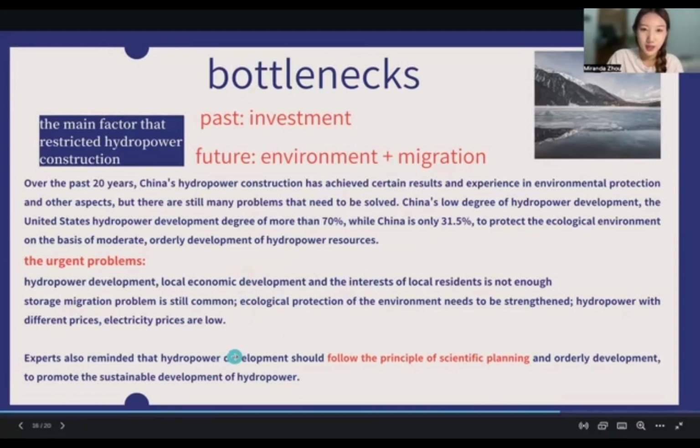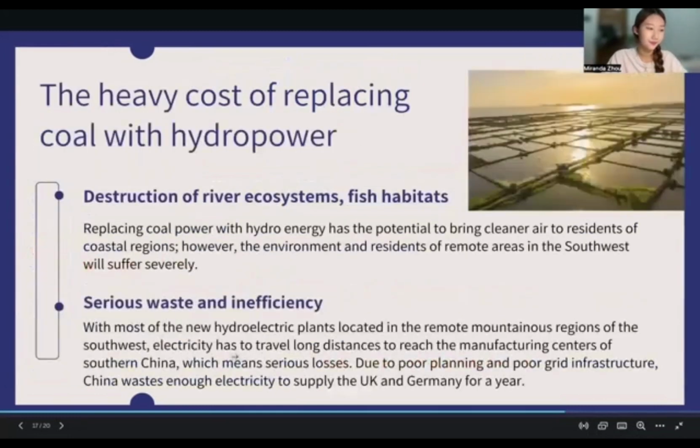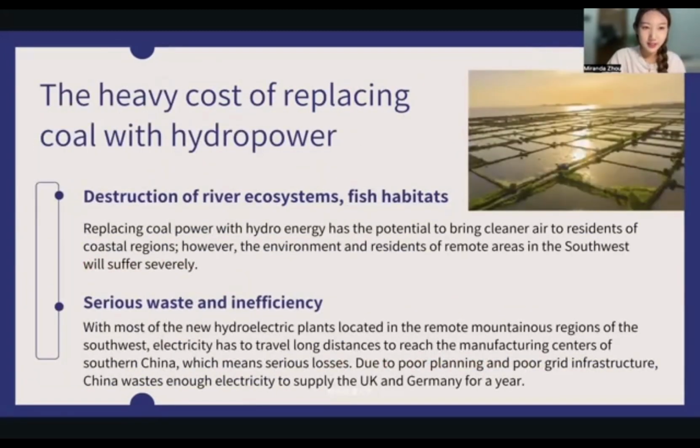The heavy cost of replacing coal with hydropower can be divided into two parts. The first is destruction of river ecosystems and fish habitats. Replacing coal power with hydro energy has the potential to bring cleaner air to residents of coastal regions. However, the environment and residents of remote areas in the southwest will suffer severely.